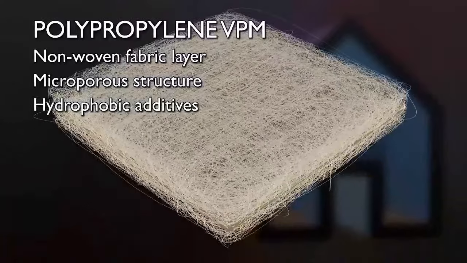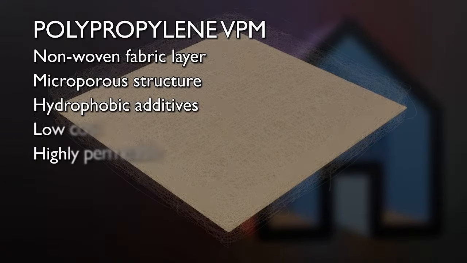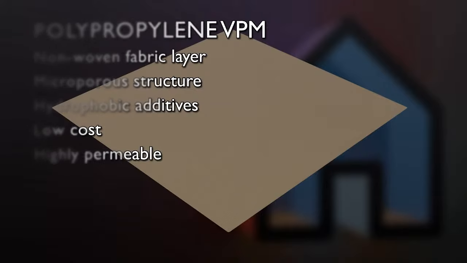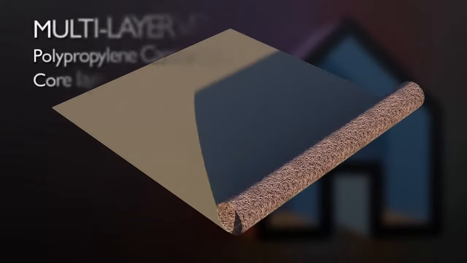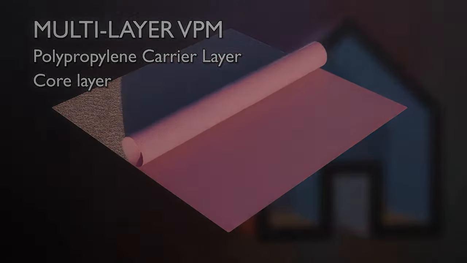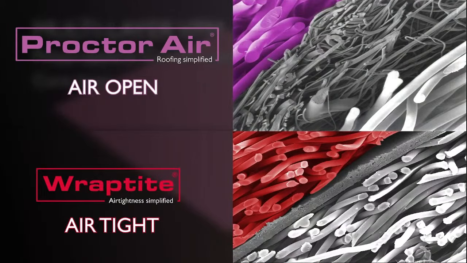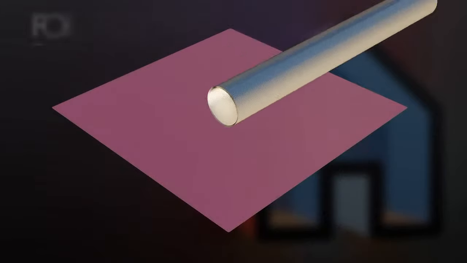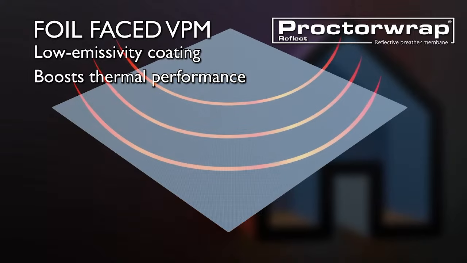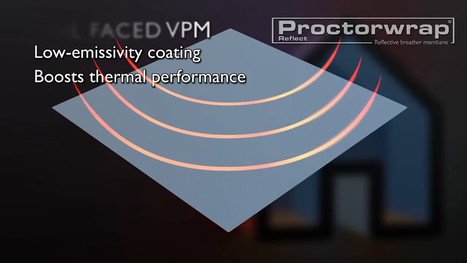A single-layer polypropylene membrane, whilst low cost and highly permeable, typically lacks the necessary water holdout to provide enhanced weather protection. To increase this, a core layer can be added between two carrier layers to provide additional water holdout. These cores may be either airtight or air open, depending on the purpose of the membrane, and we'll come back to this shortly. Similarly, a surface coating can be applied to achieve different properties. In the case of Proctor Wrap Reflect, this is a low emissivity coating as we discussed earlier, which provides a boost to the thermal performance of a wall.